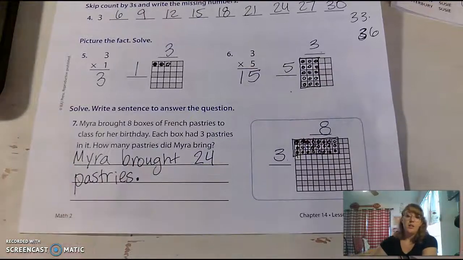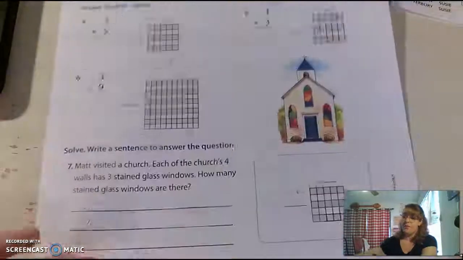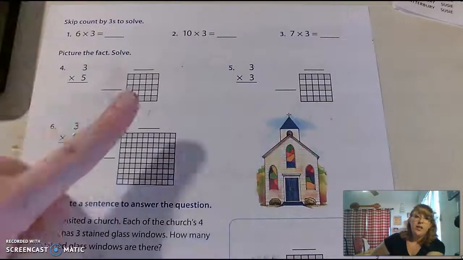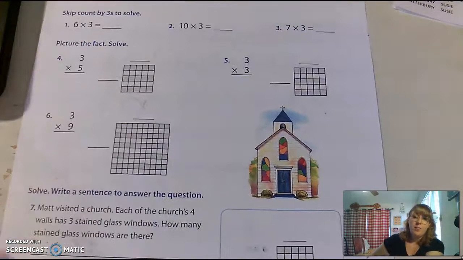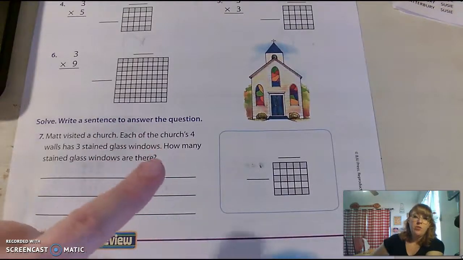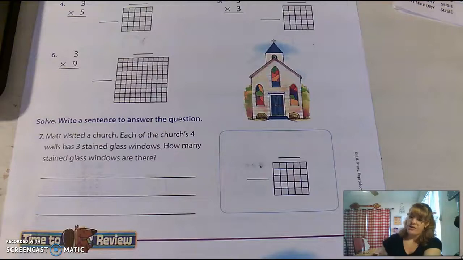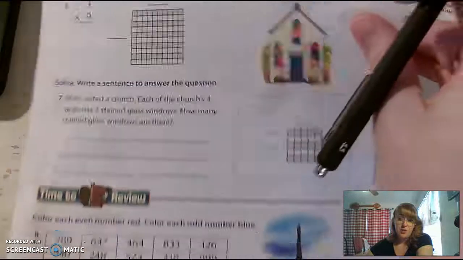Okay, if you need to pause that and get that down, that's fine. I'm going to flip to the other side and explain the rest. You need to count by 3s to solve. Then you're going to fill in the arrays just like we did on the front, another big array. And Matt visited a church. Each of the church's 4 walls has 3 stained glass windows. How many stained glass windows are there? You're going to have to fill out the array on that one.